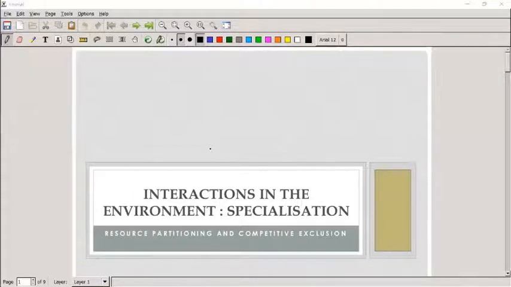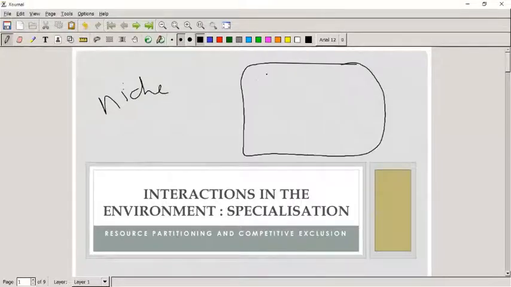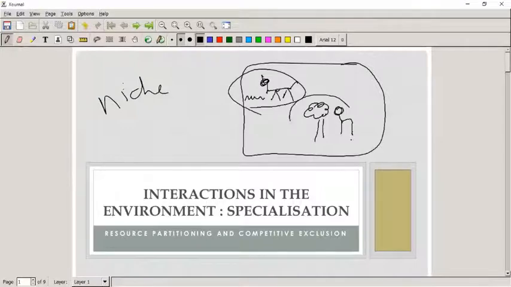Okay, so a niche is, if we take a look at an area, and in this area there are certain animals. Please, I'm not an artist, so please excuse. And then there's another type of animal. Okay, so they live in the same area, but they are not necessarily going to be in competition because this one is going to eat from trees and this one is going to eat from the grass. And that is a niche. The fact that this one eats grass and that one eats trees, we call resource partitioning. And because of resource partitioning, we find that they create their own niche.